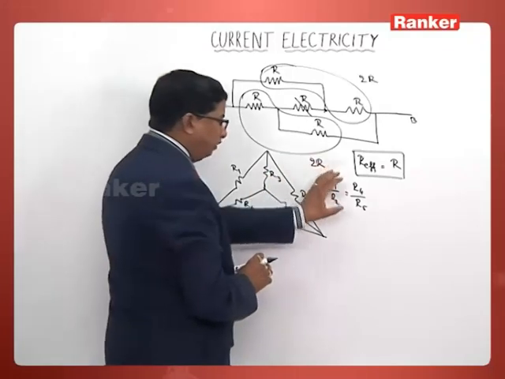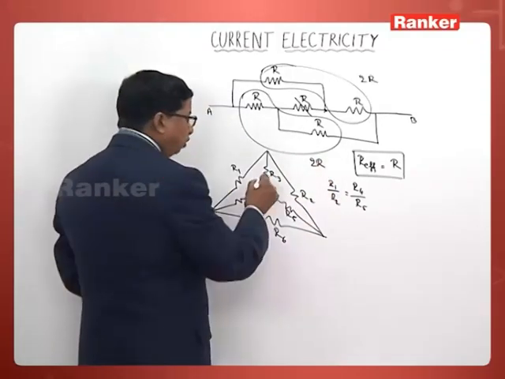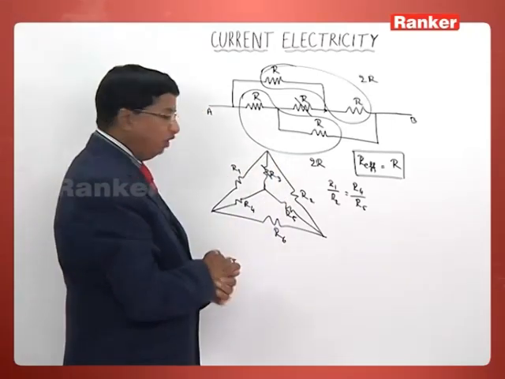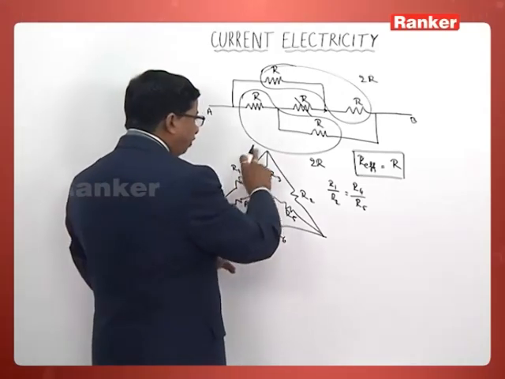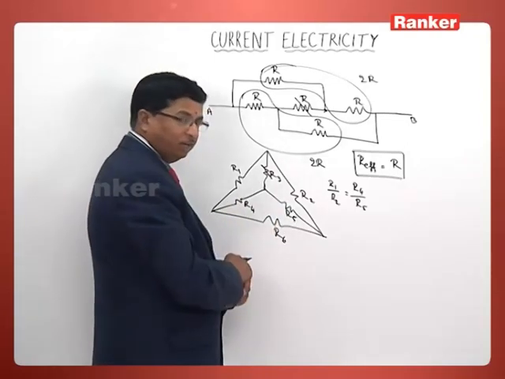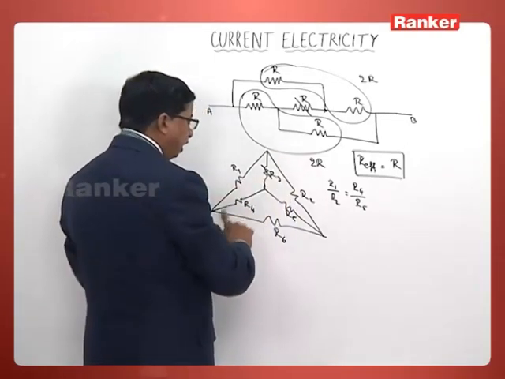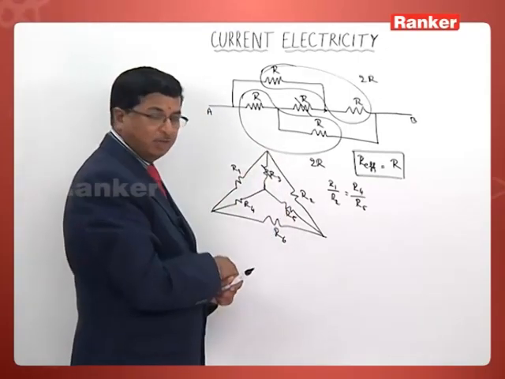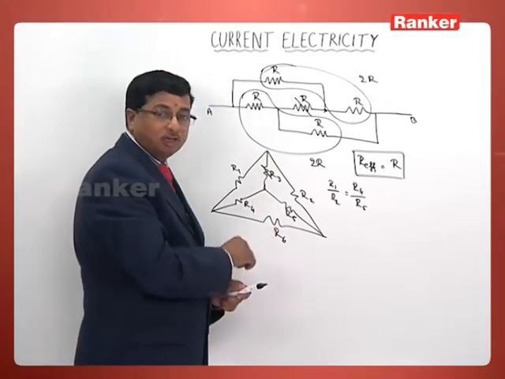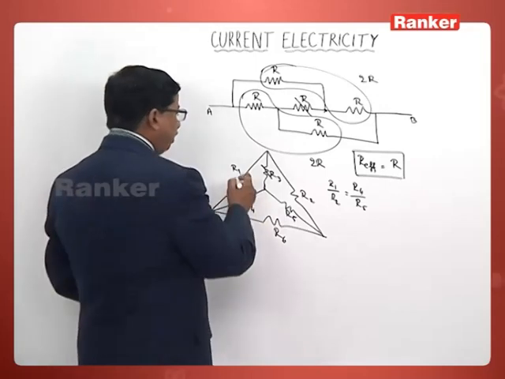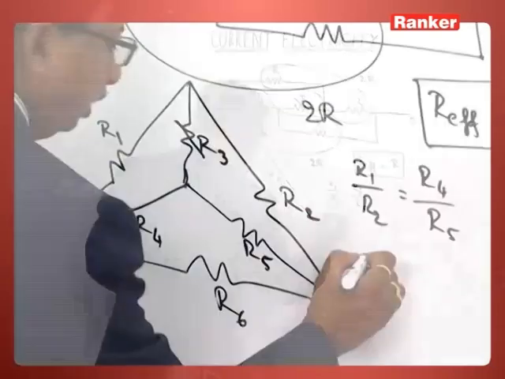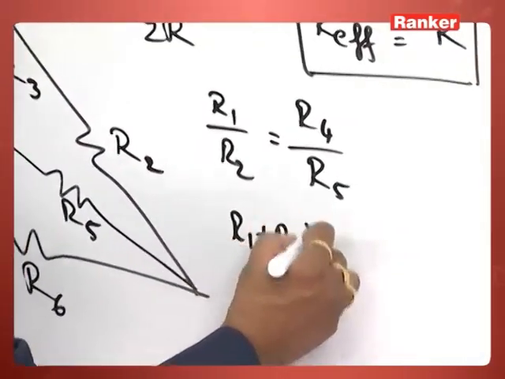By any chance if this is true, then you can understand no current flows across R3. When no current flows across R3, R1 and R2 are said to be in series, R4 and R5 are said to be in series, and both are in parallel as far as the Wheatstone bridge is concerned. That entire Wheatstone bridge is now parallel to the other one also, that is R6. So R1 and R2 are in series, then what would be the effective value? It is R1 plus R2.